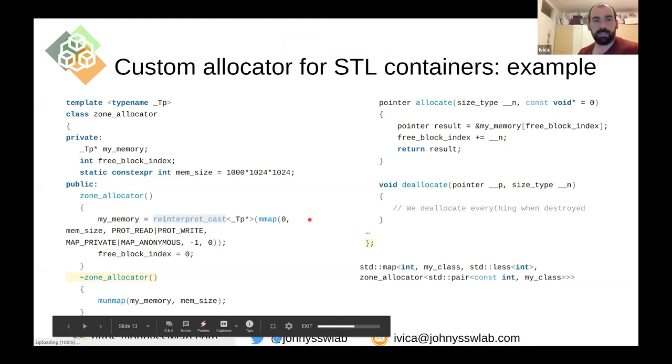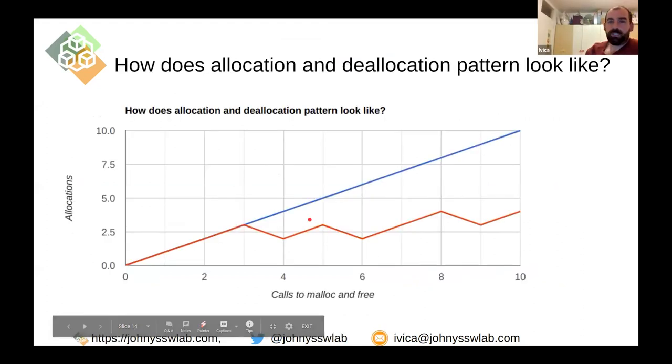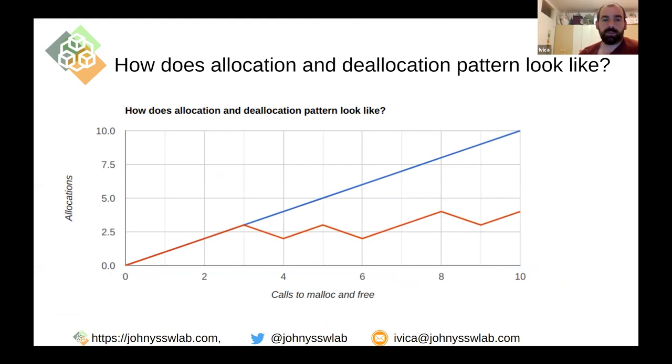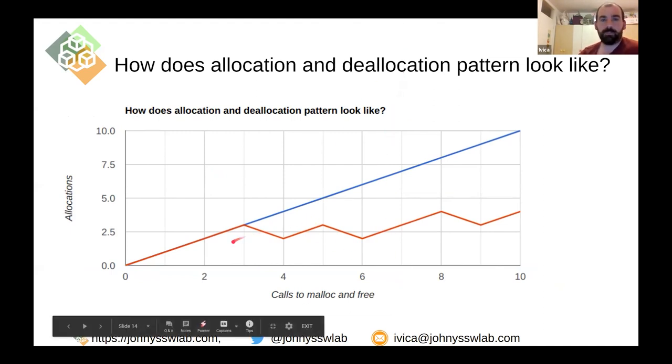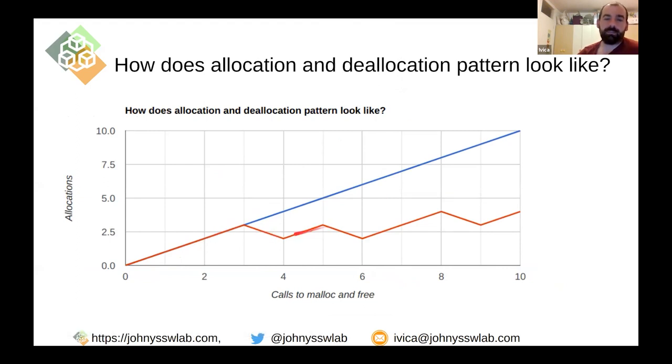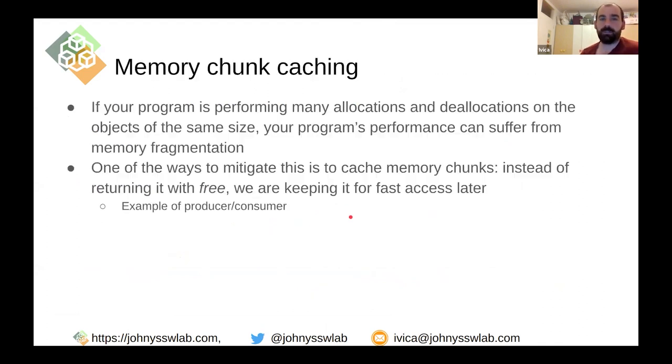Okay. We are done with custom allocators. So what does your allocation and deallocation pattern look like? You have here two different patterns. One is oscillating, growing, and the other one is where you're allocating a few chunks, then deallocating a few chunks, and so on.